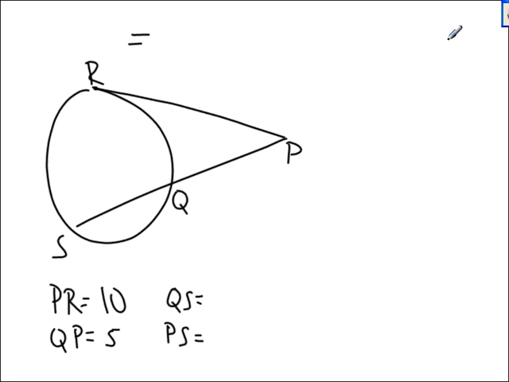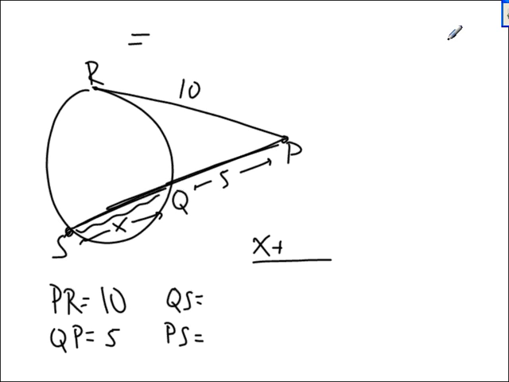So PR is 10. And QP is 5. So this here is unknown. Let's call it X. So we always go to P. From S to P, well, it's X and then 5 more. It's x plus 5. And you multiply it by Q to P, which is 5. And that's going to equal, now let's do the top part. Oh, this is tangent. Basically, the long and the short are both 10. So it's 10 times 10.